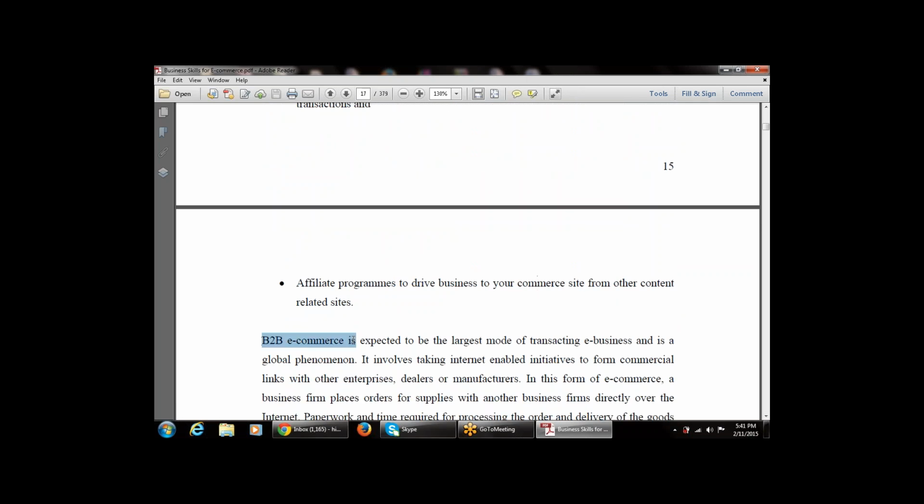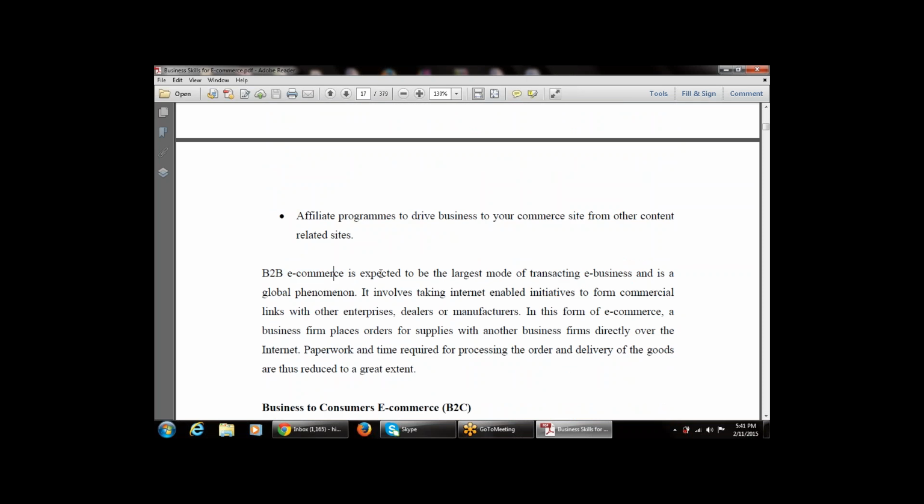Next paragraph: B2B e-commerce is expected to be the largest mode of transacting e-business. This is one of the important lines. This is one of the largest modes of transacting. So this is one of the important levels of e-commerce. Most of the e-commerce is based on B2B only, that is, business to business.